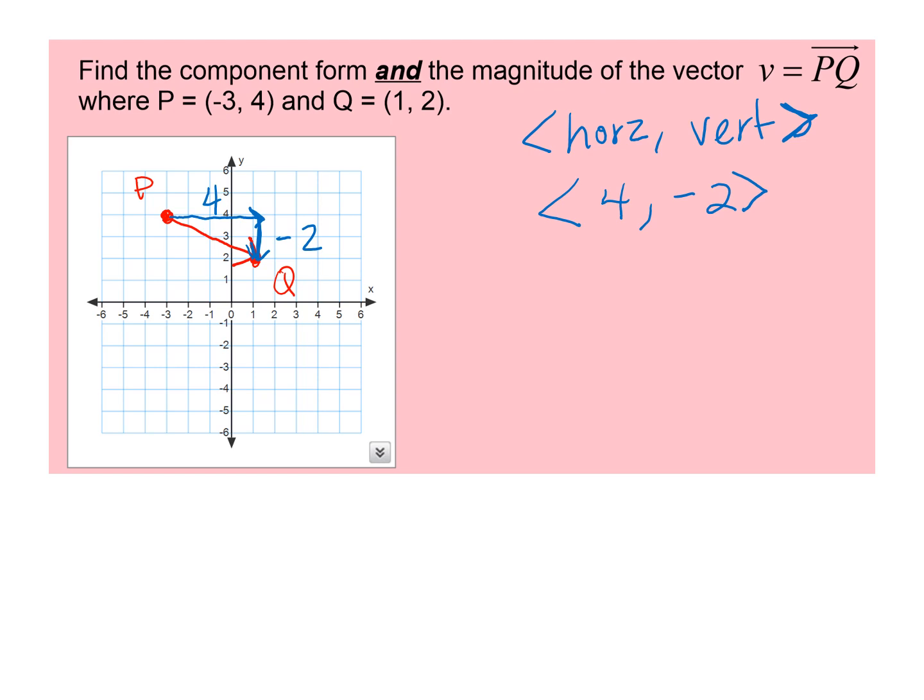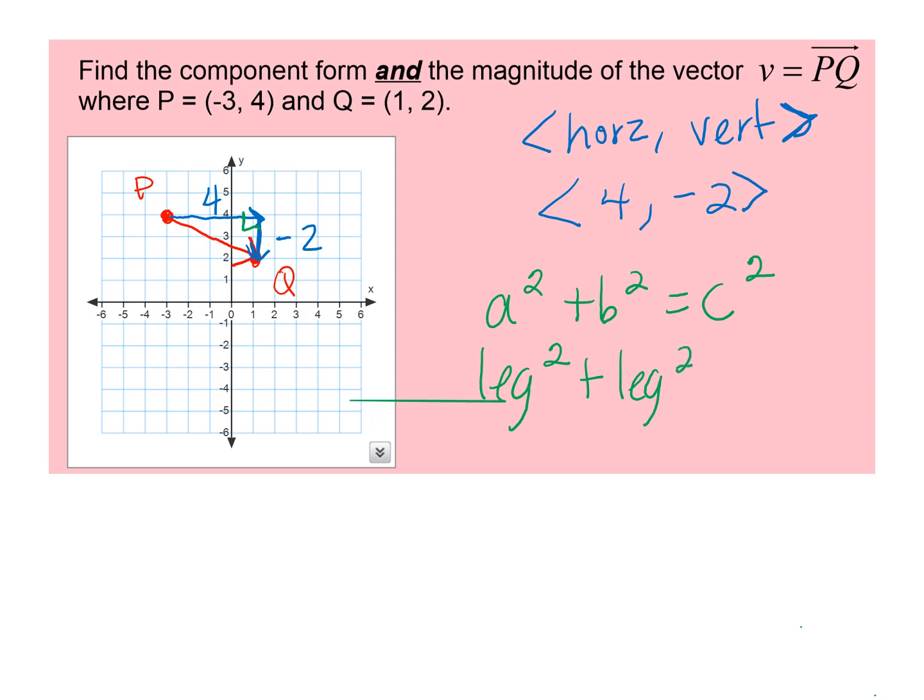You might have noticed that as I drew in those horizontal and vertical components, we made one of our favorites, the right triangle. So it's very easy now, since we did this graphically, to calculate the magnitude of the vector. And because it's a right triangle, we can use our favorite, the Pythagorean Theorem. So again, many of you like a squared plus b squared equals c squared. You guys know I prefer leg squared plus leg squared equals hypotenuse squared.